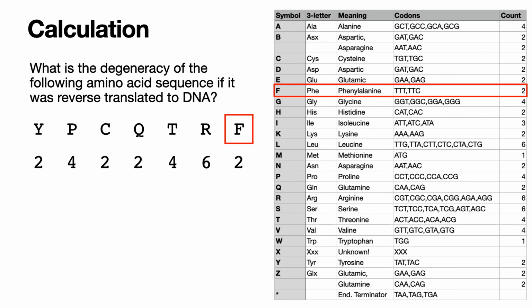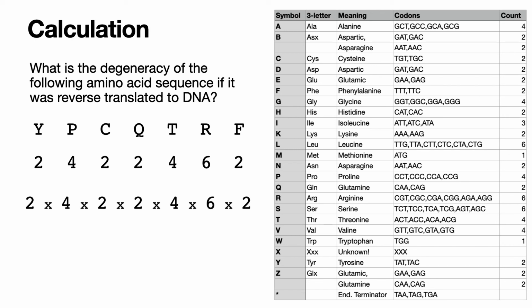Now from here, to work out the degeneracy, all we do is we multiply these numbers together. And when we do that, we find that we get an answer of 1,536. So that means there are 1,536 different DNA sequences that could encode for this short peptide sequence.